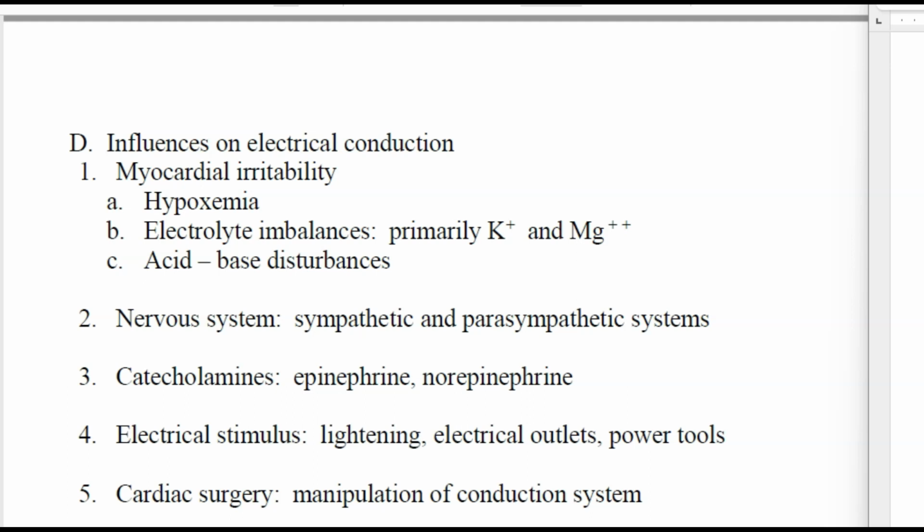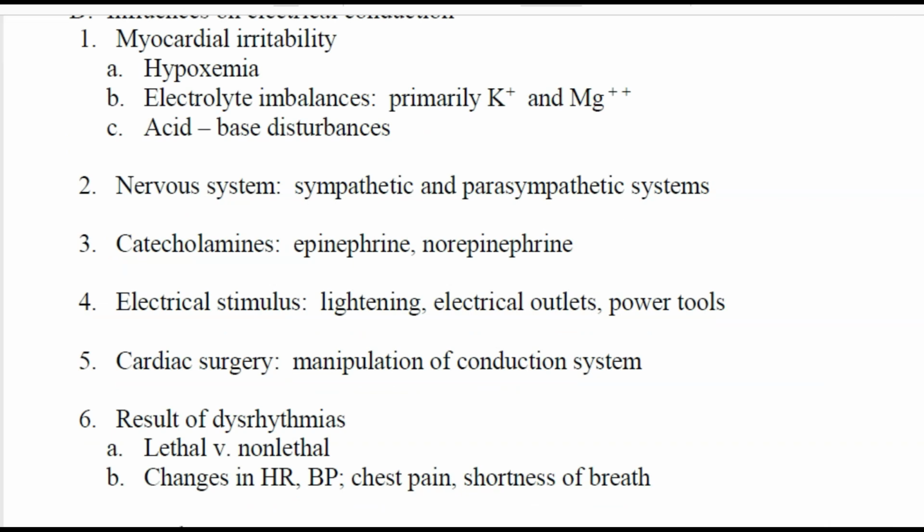In addition, the nervous system can also affect it. Both the sympathetic and parasympathetic systems can cause some abnormalities or irritability of the electrical conduction of the heart. Catecholamines such as epinephrine and norepinephrine can also affect it. In addition, there's electrical stimulus such as being hit by lightning, electrical outlets, and power tools. And definitely, if somebody had cardiac surgery or open heart surgery, the manipulation of the conduction system can cause some changes in the conduction system of the heart.